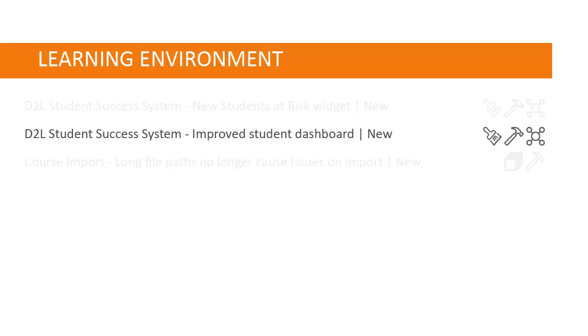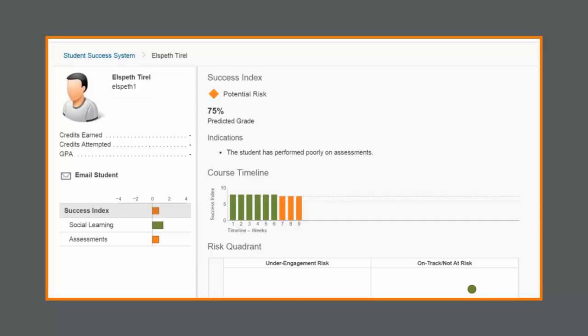More quantitative and qualitative details have been added to the Student Success System student dashboard. The student dashboard now includes an easy-to-understand text-based display of the success index. It also includes indicators, which are qualitative statements about the elements that are negatively affecting a student's predicted success.